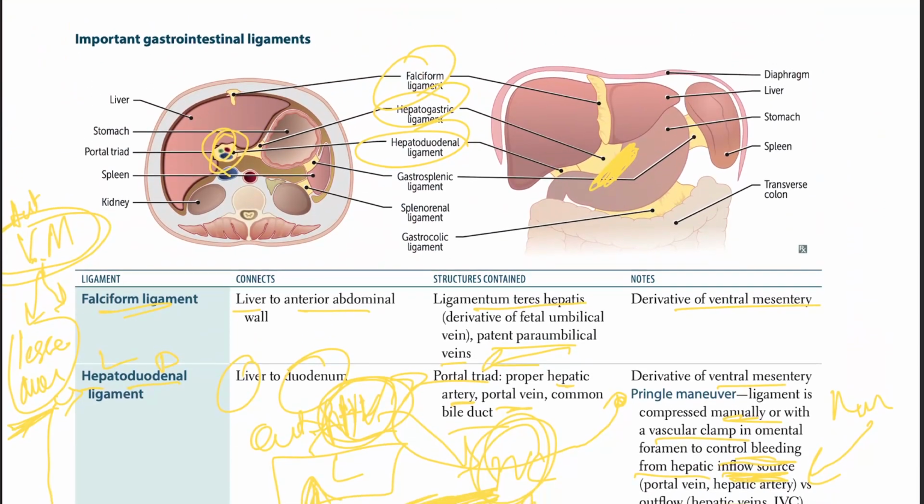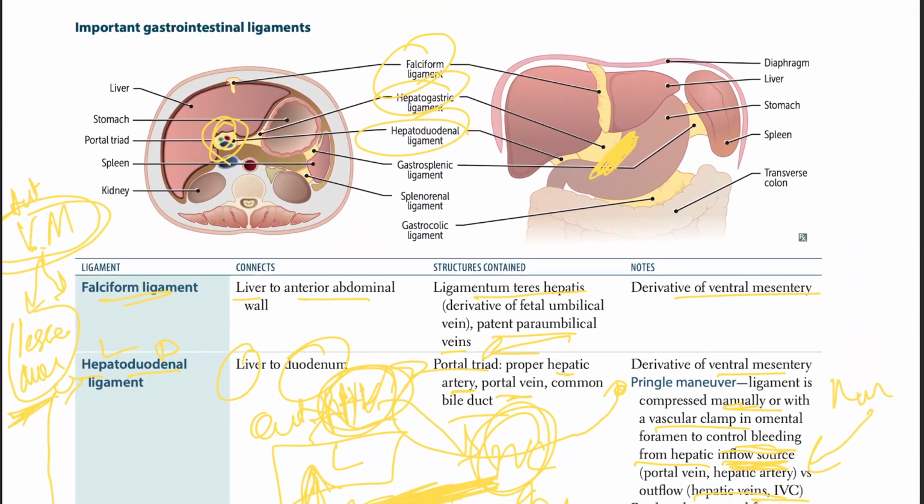So the question is, for example, if you want to do what is called the banding, the gastric banding, right? Adjustable gastric band in obese patient.